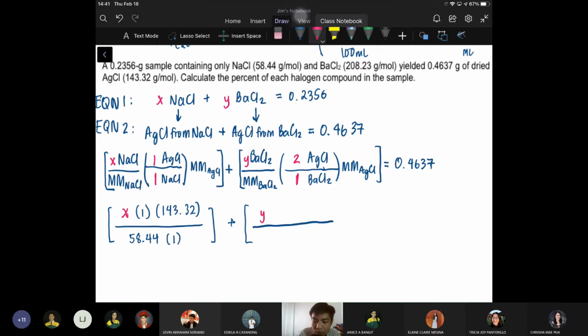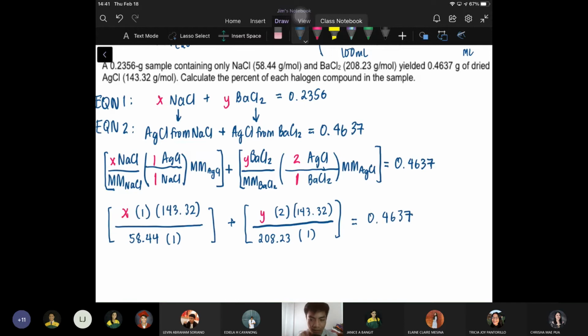So, numerator, y times 2. Ito yung 2 na yun. Molar mass ng AgCl, that will be 143.32. Dito tayo sa baba. Molar mass ng barium chloride, ito yun, 208.23, times 1 mole ng barium chloride times 1. And lahat ng yan ay equal sa 0.4637.